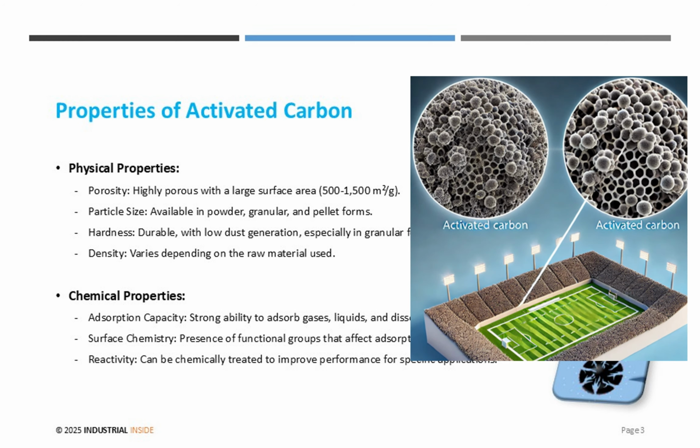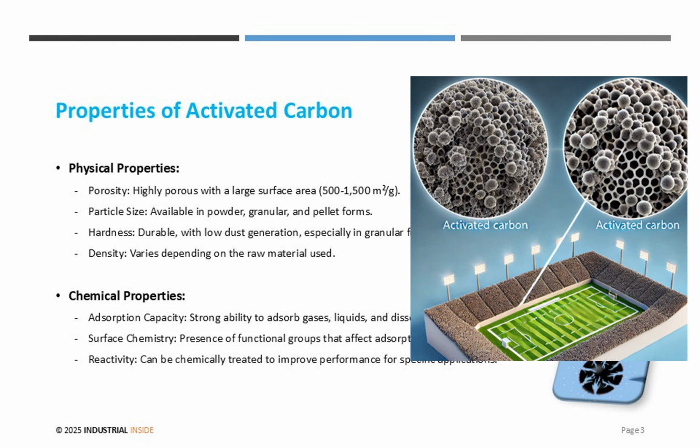The steam activation process begins with pre-carbonization, where raw material is heated to 400 to 600 degrees Celsius to remove moisture and volatile compounds. Next, the material is heated to 800 to 1000 degrees in the presence of steam, creating a network of micropores and mesopores essential for adsorption.